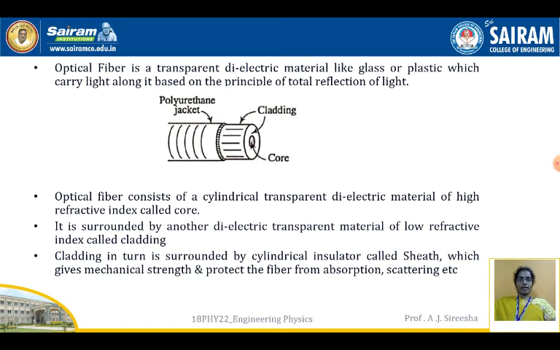So an optical fiber consists of a cylindrical transparent dielectric material of high refractive index called the core. Here the inner part is called the core, and the core has a higher refractive index. It is surrounded by another transparent dielectric material of low refractive index called the cladding. Next, the cladding is in turn surrounded by a cylindrical insulator called the sheath, which gives mechanical strength and protects the fiber from absorption and scattering. So this is the structure of an optical fiber. It consists of a core, cladding and a jacket.